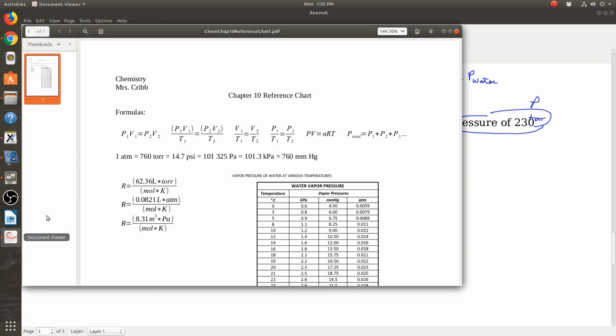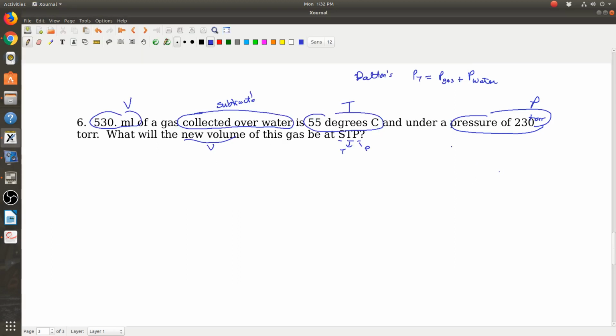Which formula are we going to use? Volumes, temperatures, and pressures, 2 of them. That means we're going to use the combined gas law. All right, so let's figure out what everything is.